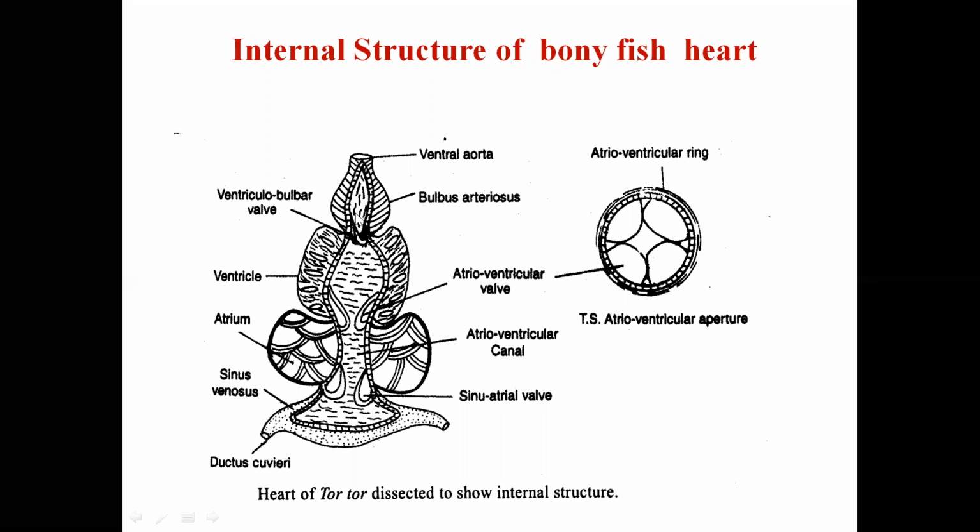Now can anyone tell me why there is a need for a valve at the mouth of these chambers? Who will tell? Ma'am, so that the blood doesn't flow outward or inward, up and down. It actually prevents the backflow of the blood. Suppose the blood has to go from sinus venosus to atrium, from atrium to ventricle, and from ventricle to arteriosus, so the movement of the blood must always be forward. So these valves prevent the backward flow.